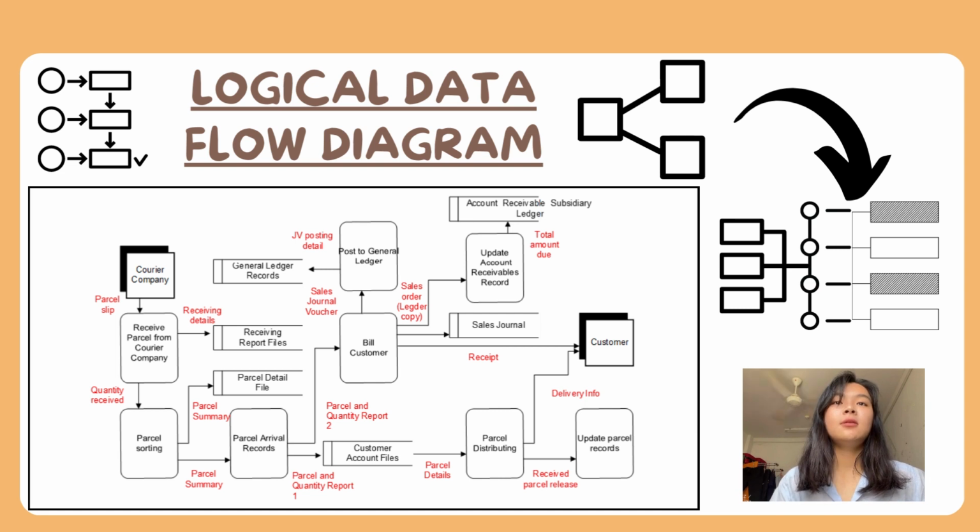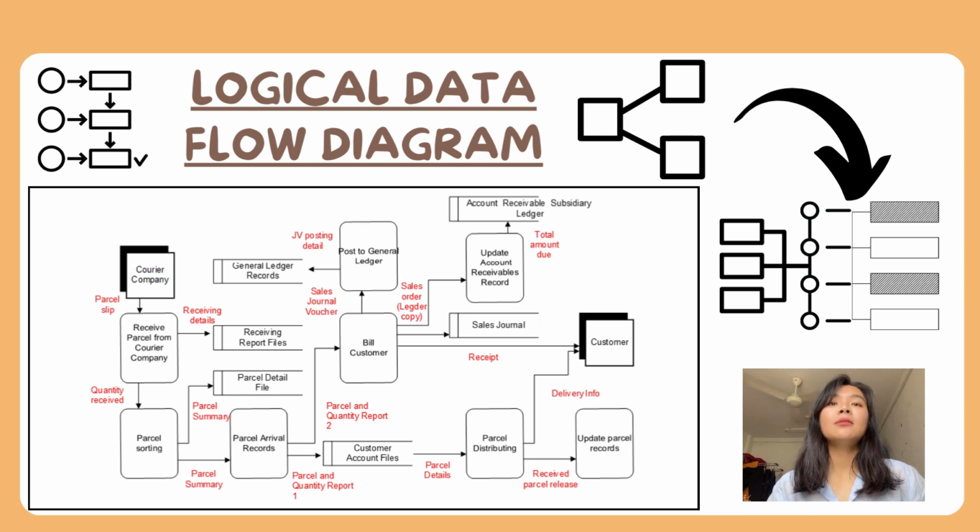So this shows a logical data flow chart. From the courier company, we will receive the parcel slips, and then we will receive the parcel from the courier company. Then we will send the receiving details to the receiving report files, and the quantity received file will be sent to the parcel sorting process to sort the parcels. From the parcel sorting, we will send the parcel summaries to the parcel arrival records, and then send the parcel summary to the parcel details file.